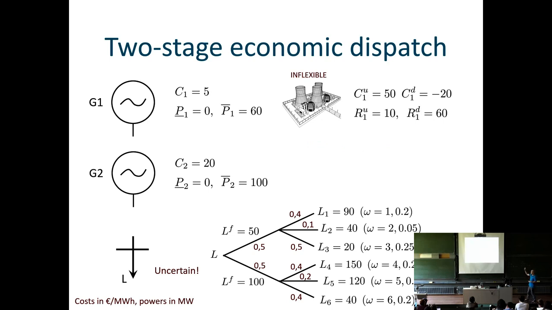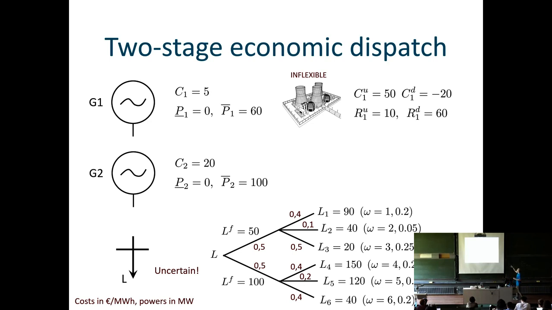Since this is a two-stage economic dispatch, we have two stages. It will be a forward stage, where we plan the production, and a real-time stage, where we have to deal with imbalances due to the uncertainty of the load. This is classical in markets. We have several stages of decisions in markets to deal with deviations of the load.